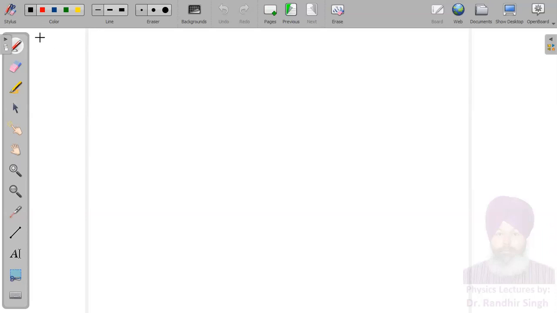So suppose this is a laser. The next part is the diagram. In the laboratory manual there are two diagrams. You will be making only this diagram, which I am making.